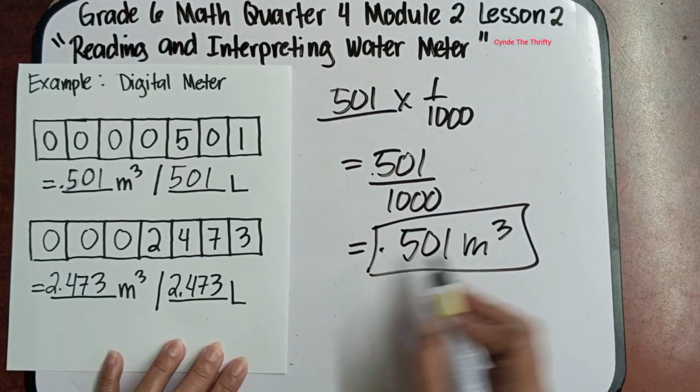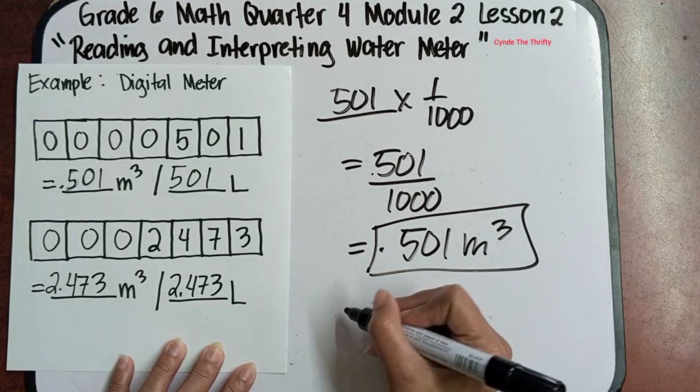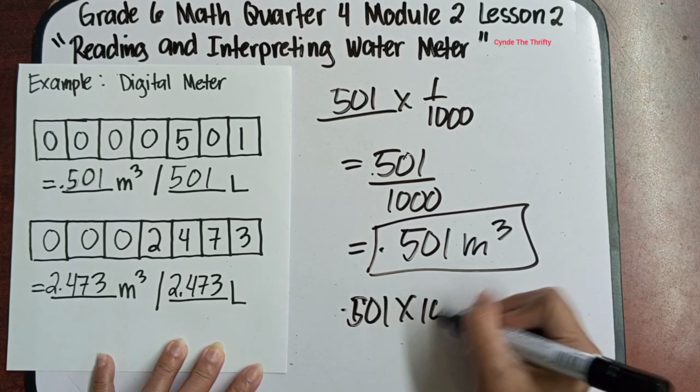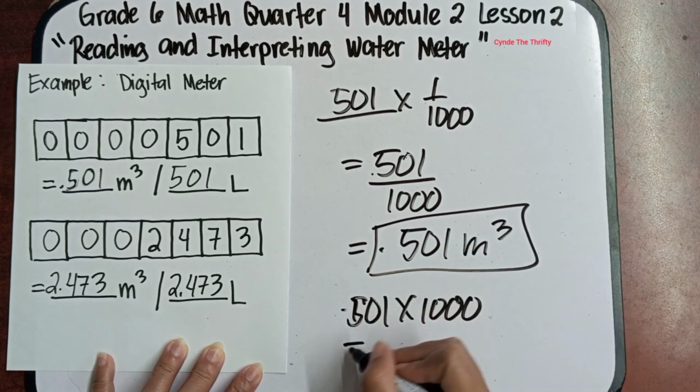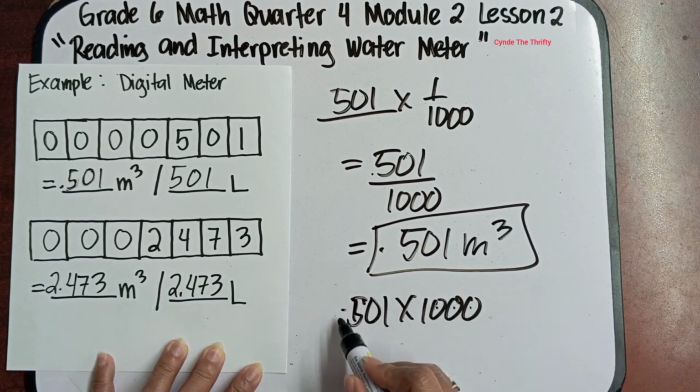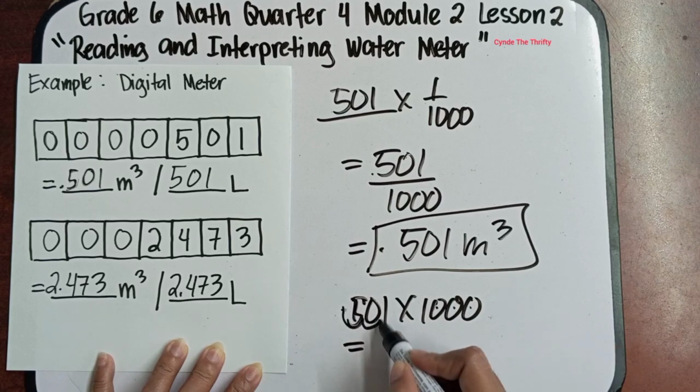And then, paano siya ulit going liter? So, ang gagawin mo is 501. I-multiply mo ng 1,000. So, 0.501 times 1,000. Ilang zero meron tayo? 1, 2, 3. So, i-move mo lang yung decimal point pa right. So, 1, 2, 3. So, that is 501 liter.